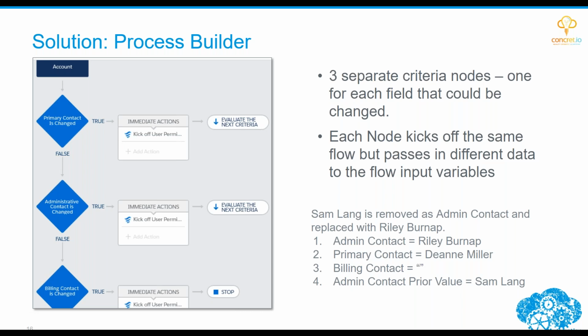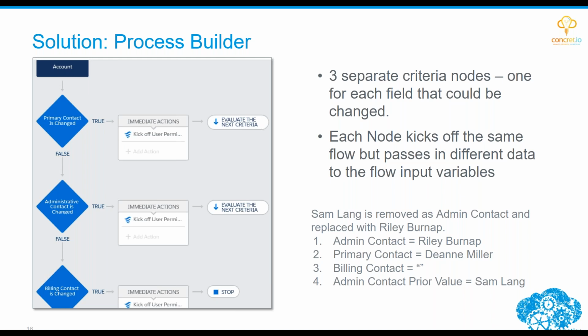There are 3 separate criteria nodes, one for when the primary contact is changed, another for when the admin contact is changed, and a third for when the billing contact is changed. Now, each of these kicks off the same flow. So the way that the flow is written is pretty generic, so that it can handle the values passed in from any of the 3 fields changing.